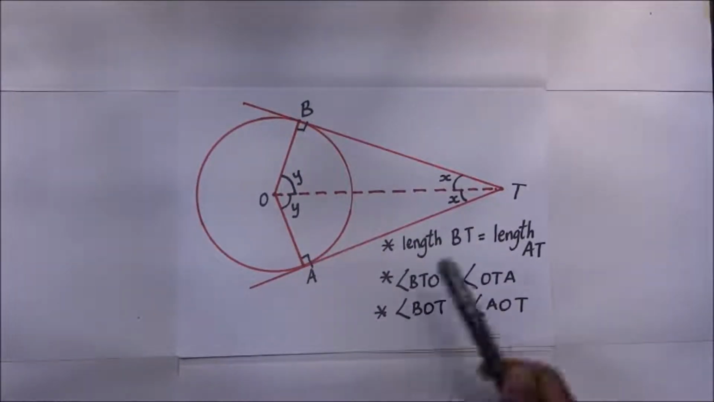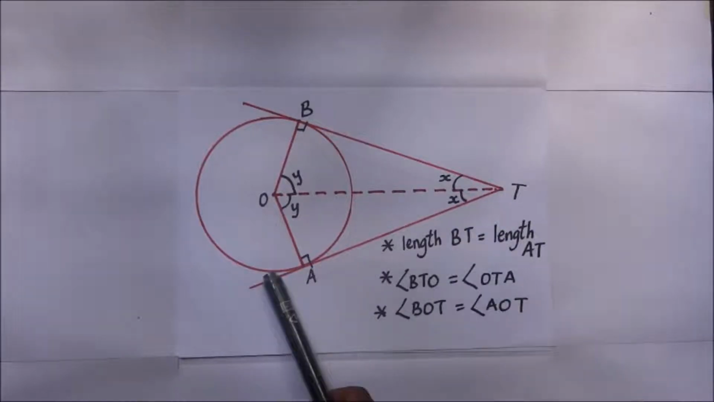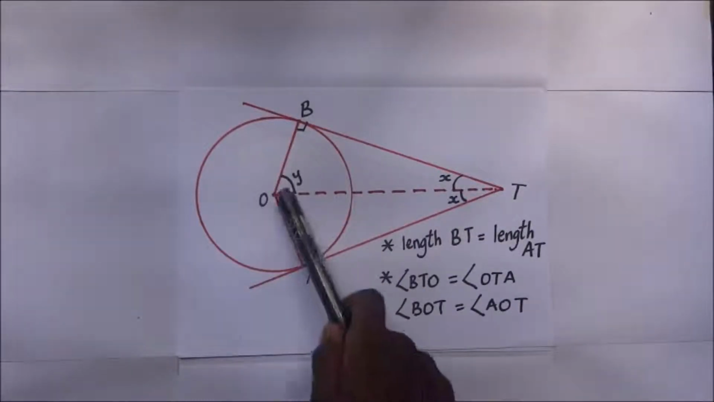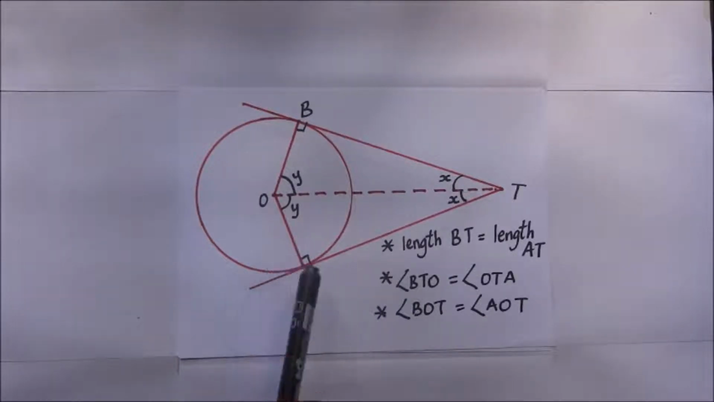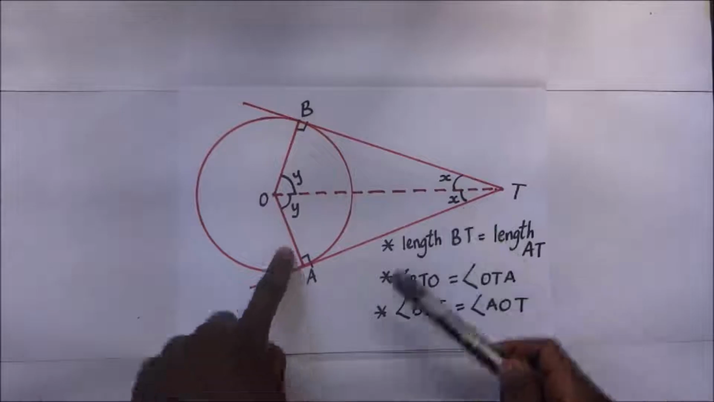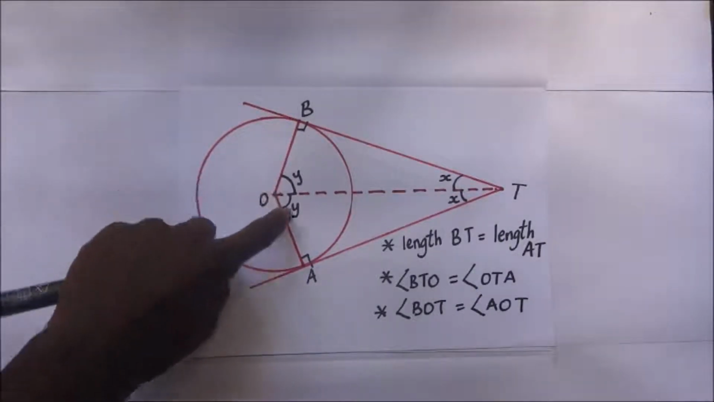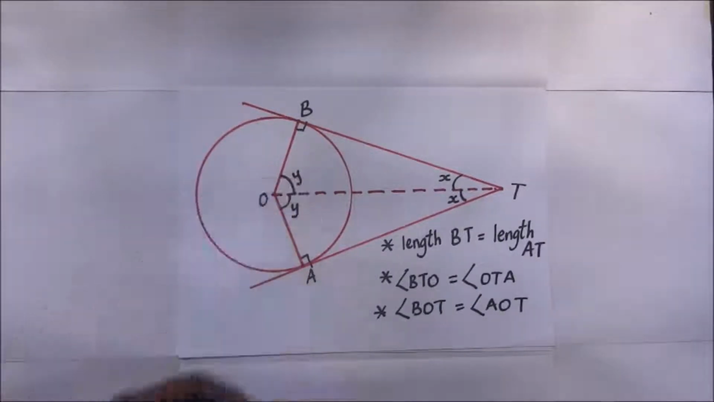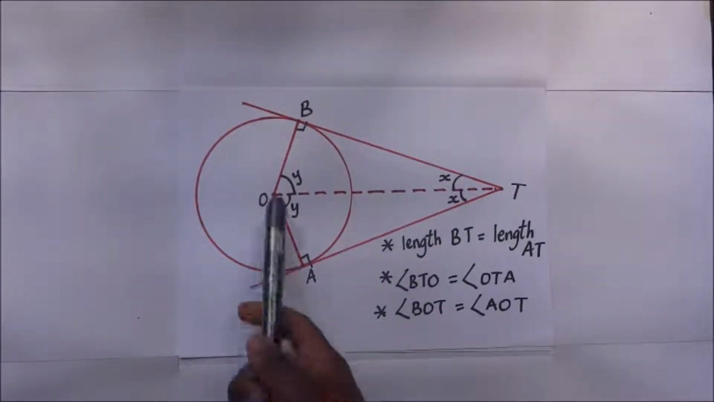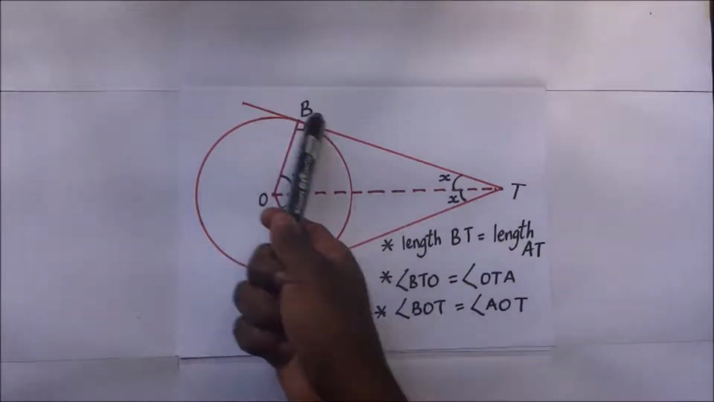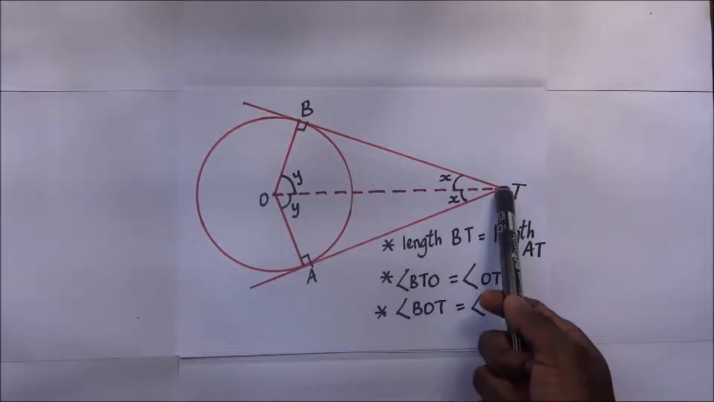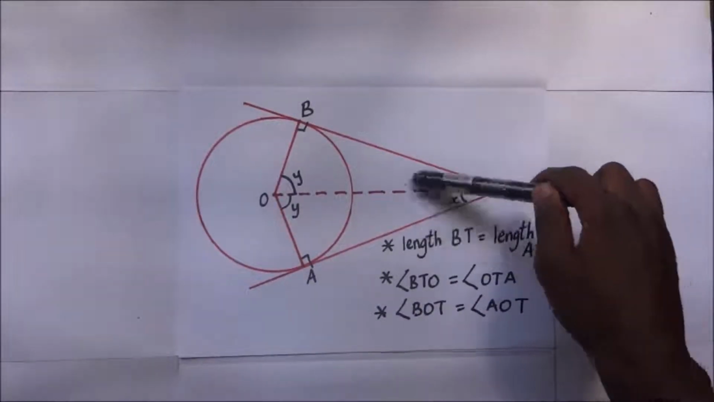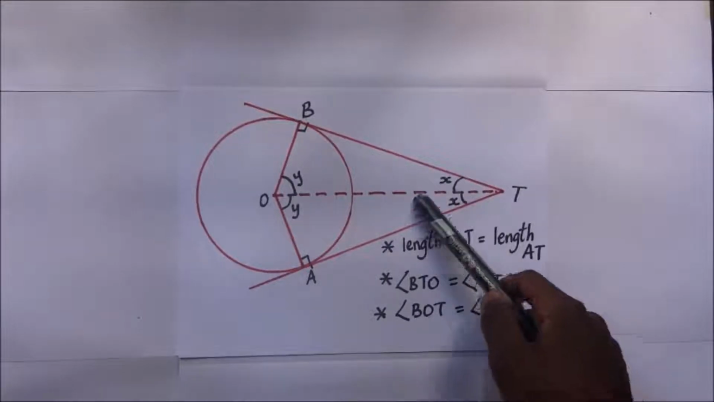So when you realize that, as these tangents make these 90 degrees with the radii of this circle, they are going to make these tangents also subtend angles at the center. We have angle y here and an angle y there. The line that is joining the center of the circle to the common point where these tangents are meeting outside the circle bisects this angle. And by bisecting, I mean that it's going to divide this angle into two.